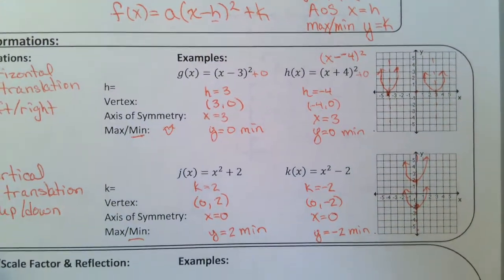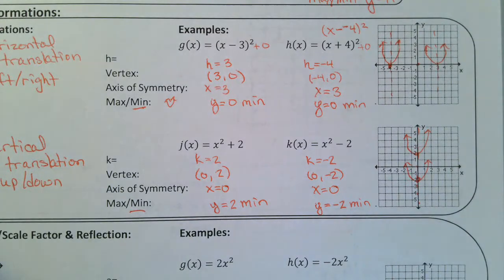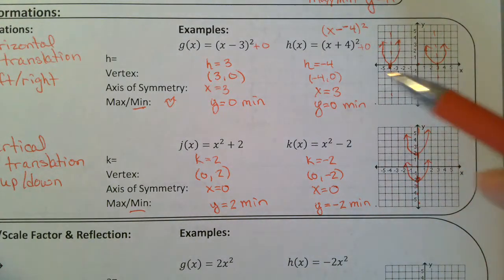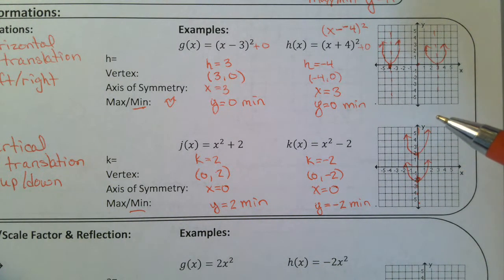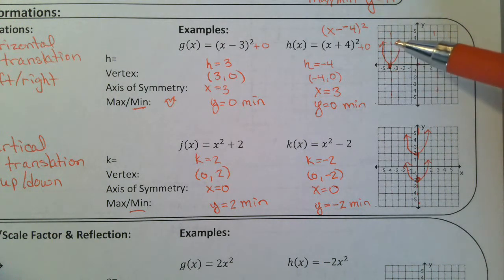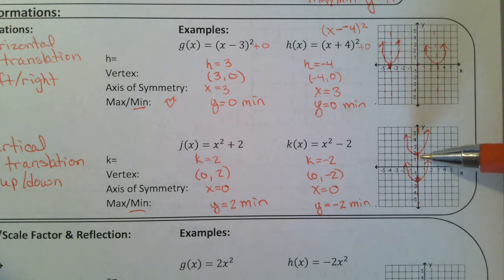And from that, I could also pull my domain and range. On all four of these, the domain is all reals, right? Negative to positive infinity. The range on both of these would be 0 to infinity. And the range here would start at -2 to infinity, just by looking at that.